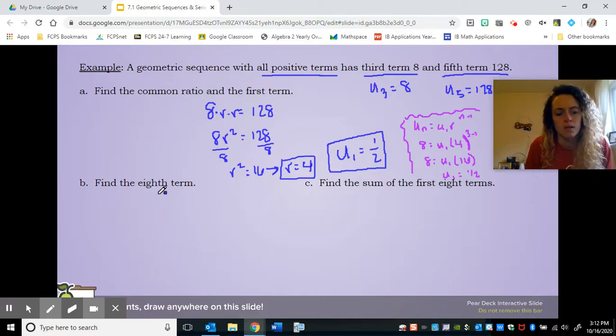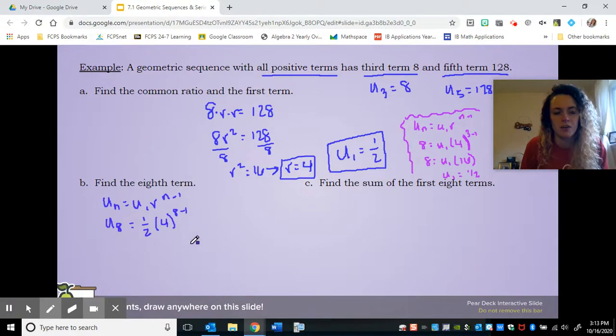Letter B asks us to find the 8th term, so again, using that same formula, subbing in what we know. So again, evaluating that either all at once in your calculator, or if you'd rather do step by step, either way, you get that the 8th term is 8,192.